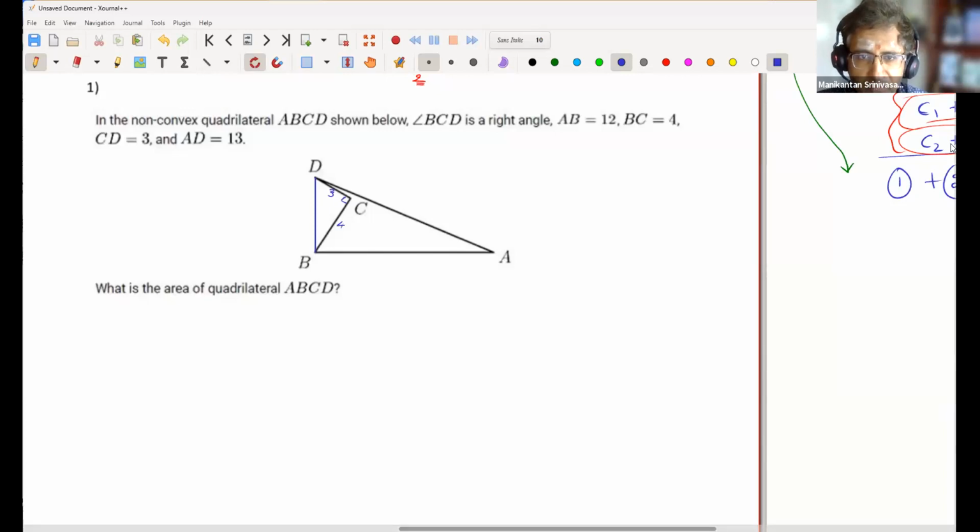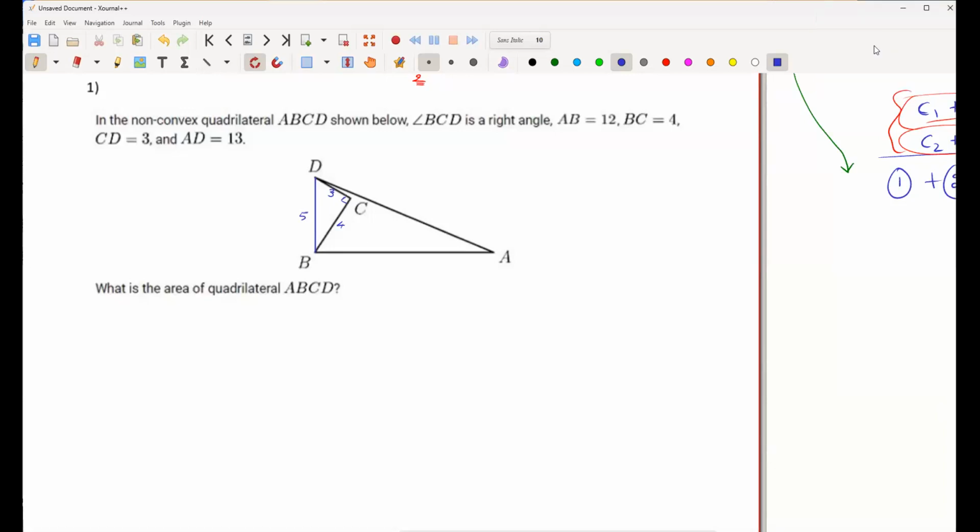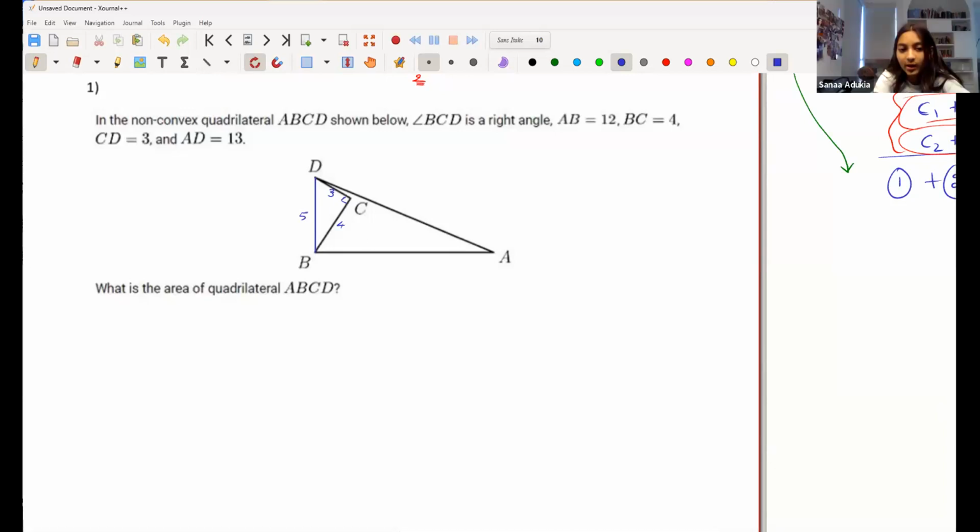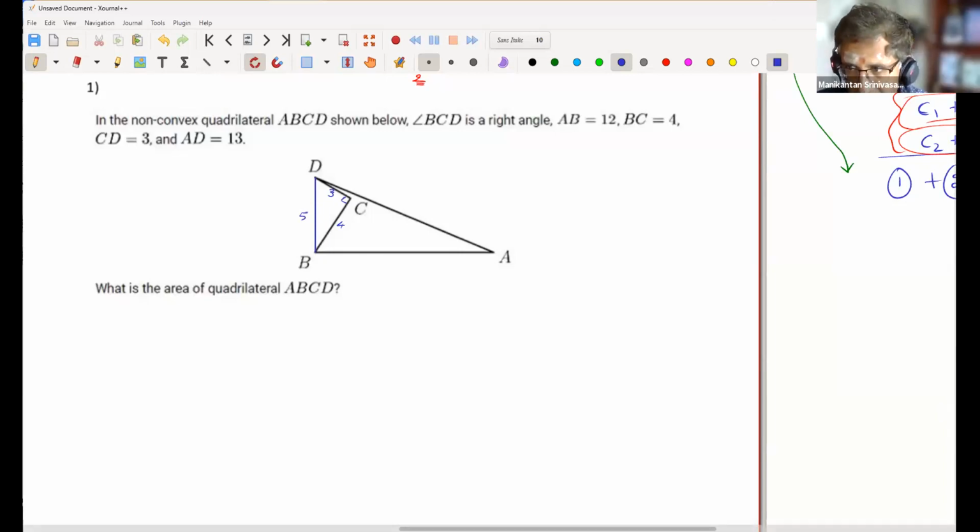So this is 3, this is 4, and therefore you know this is 5. Okay. I have a question. Yes, go ahead, please. How can we know for sure that DBA is a right angle? Okay, yeah, we don't know just yet. That's a very good question. I was going to come to that.